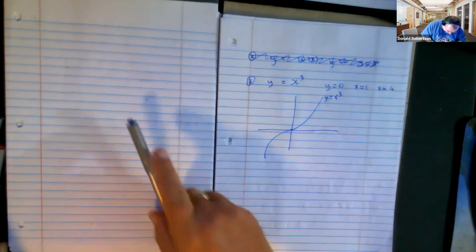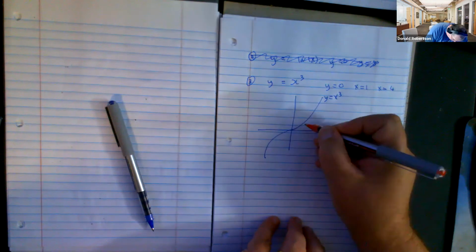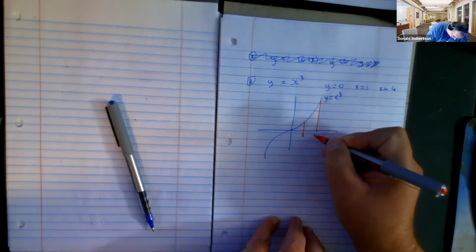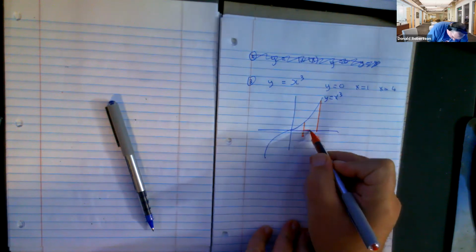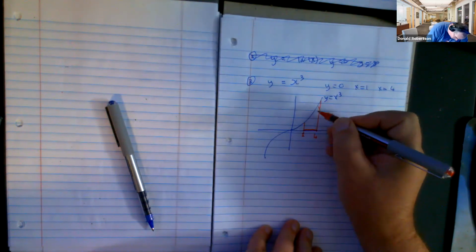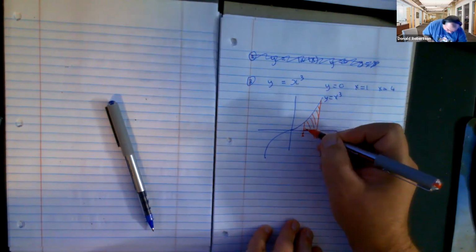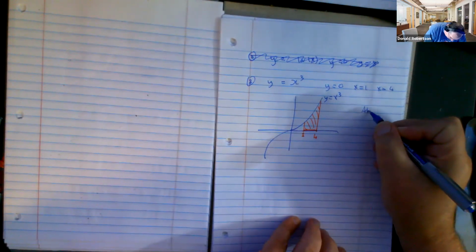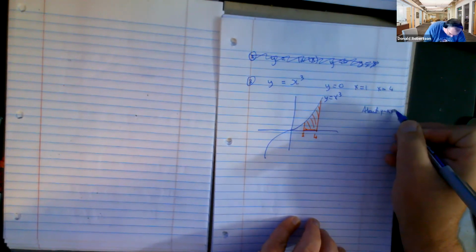If you put this guy into Desmos, you get that fella. If you do x equals 1, it's here. If you do x equals 4, it's here. And if you do y equals 0, it's here. Are you comfortable that that's the shape that is to be rotated about the y-axis?